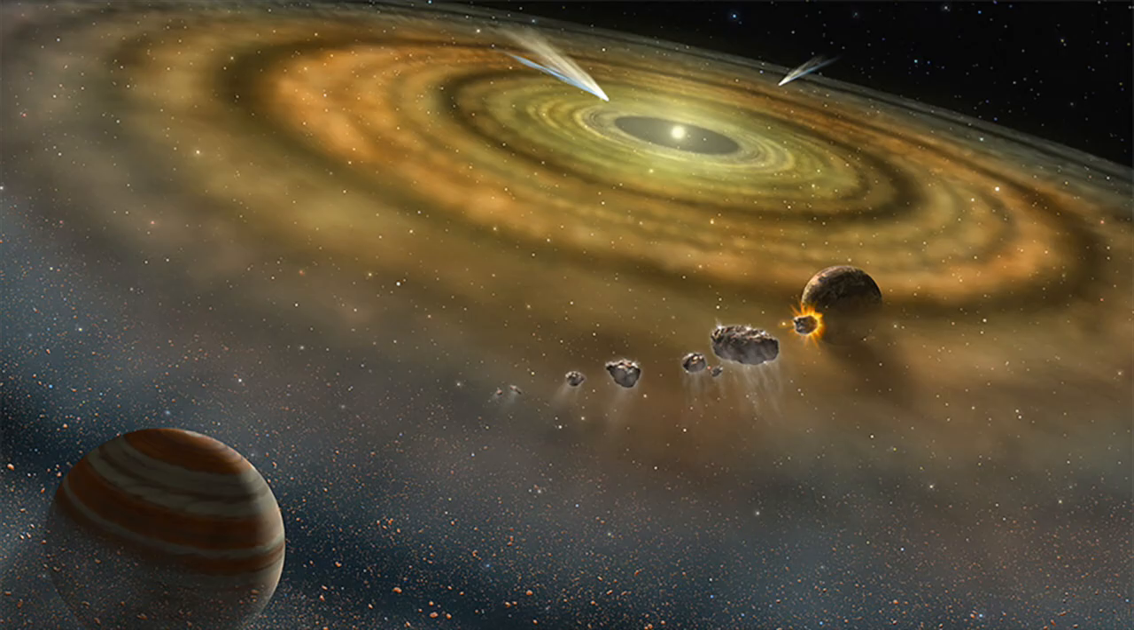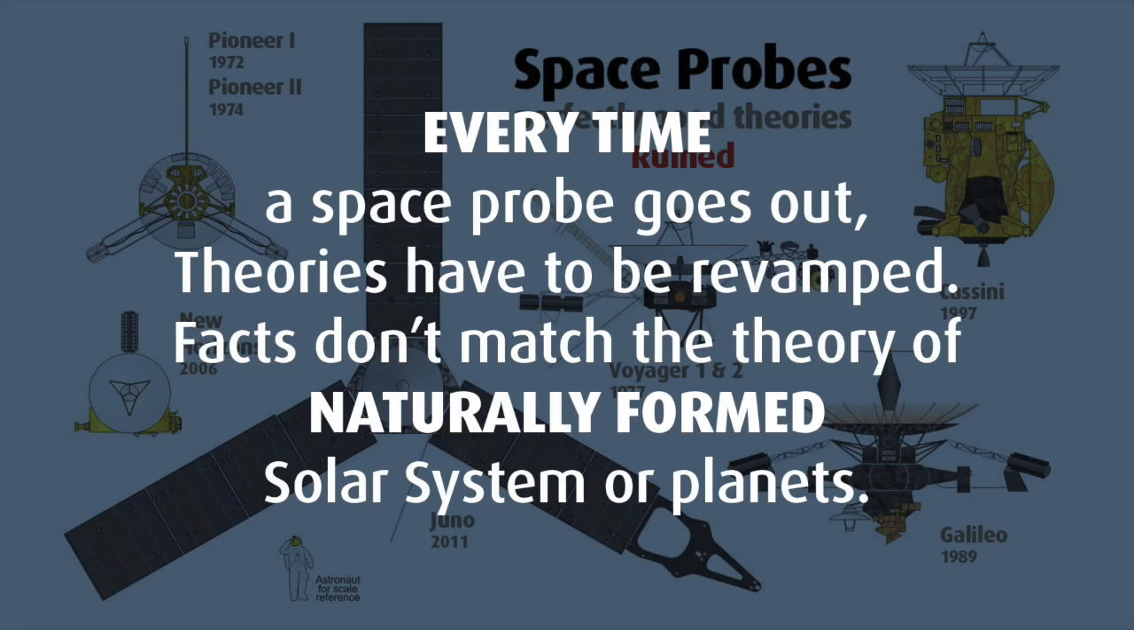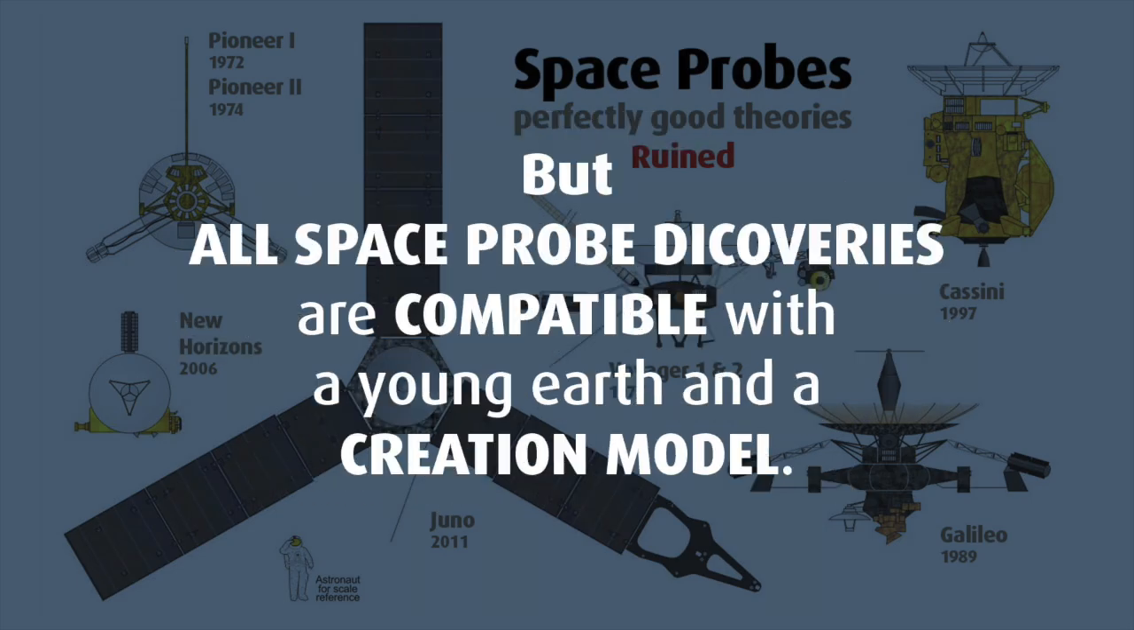These facts that are verified by actually sending space probes to each of these planets show that the model of our solar system planets aggregating out of a swirling cloud of dust cannot explain what we see. But these phenomena are explained if we accept the possibility that these planets were created individually and are only a few thousand years old. Every time a space probe goes out, theories have to be revamped. Facts don't match the theory of a naturally formed solar system or planets. But all space probe discoveries are compatible with a young Earth and a creation model.